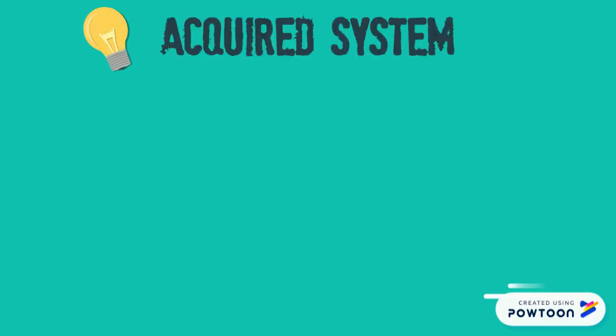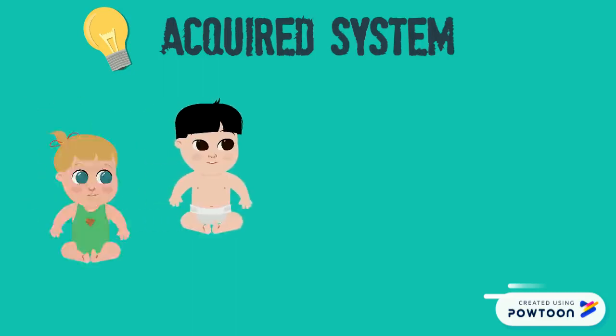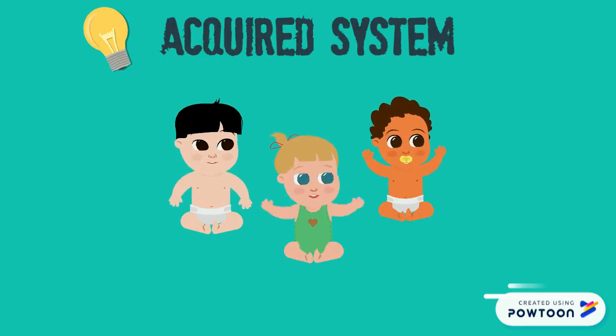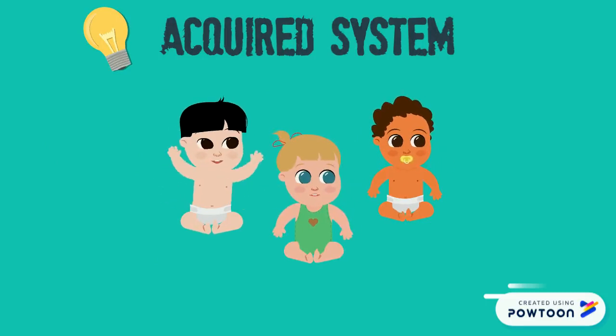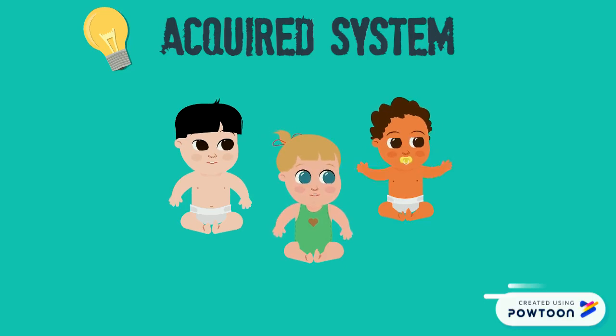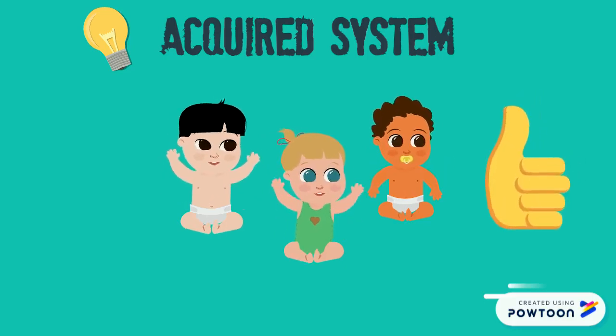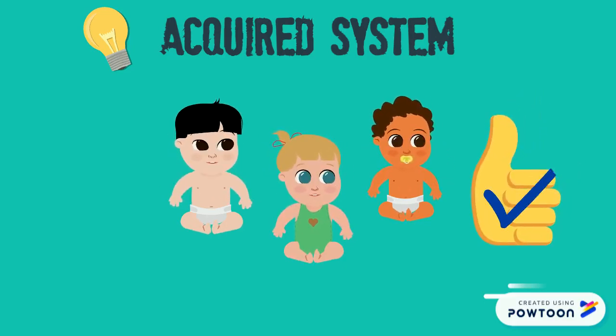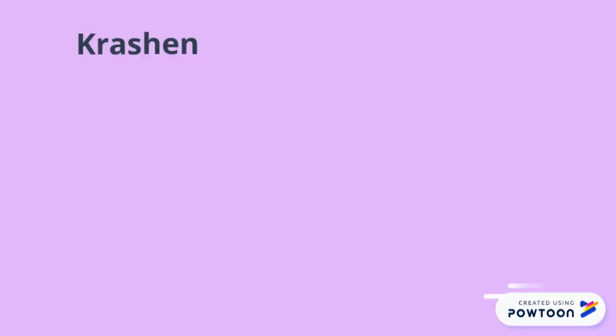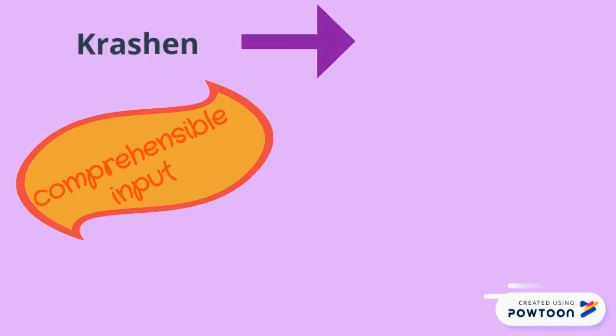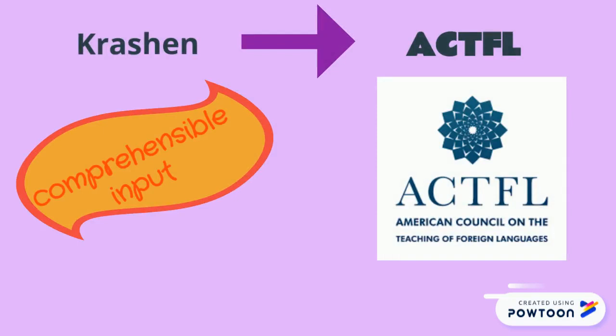A key idea of Krashen's acquired system is that the process of second language acquisition is very similar to the process that children undergo as they are acquiring their first language. Krashen puts an emphasis on meaningful or natural communication in the target language where the message of the communication is paramount, not the accuracy of the details. Much of what Krashen explained through the acquired system, such as the importance of comprehensible input, is supported by ACTFL, also known as the American Council on the Teaching of Foreign Languages.